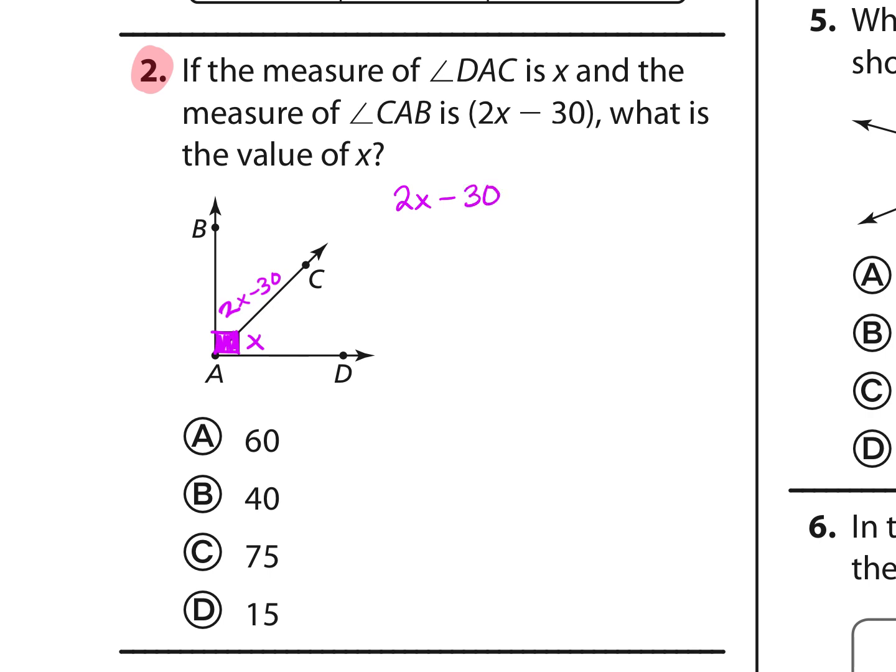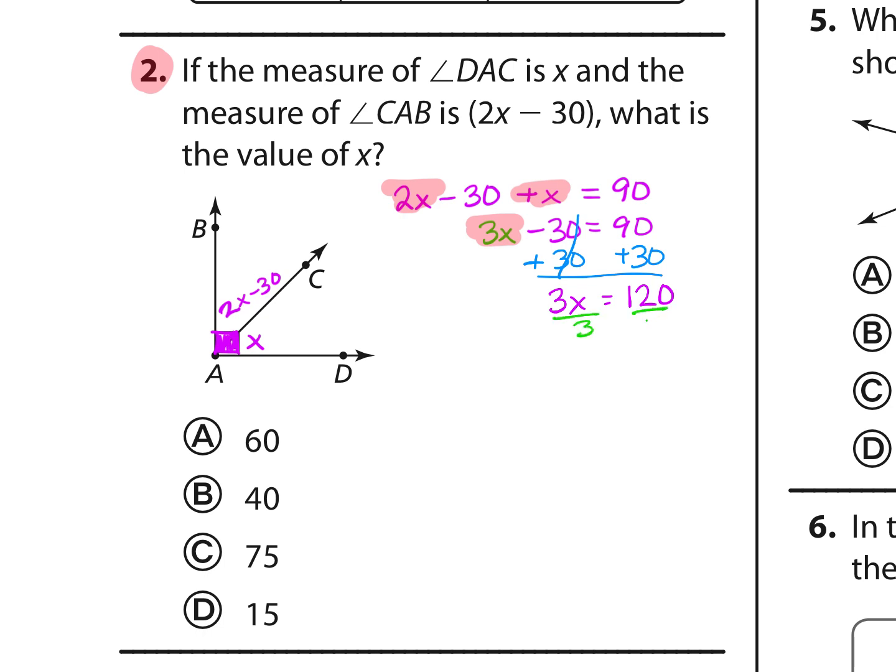an equation by saying 2x minus 30 plus x adds up to 90. And we'll just go through and simplify. 2x plus x is 3x minus 30 equals 90. And then we want to get 3x by itself. So we're going to add 30 to both sides. And 3x is equal to 120.